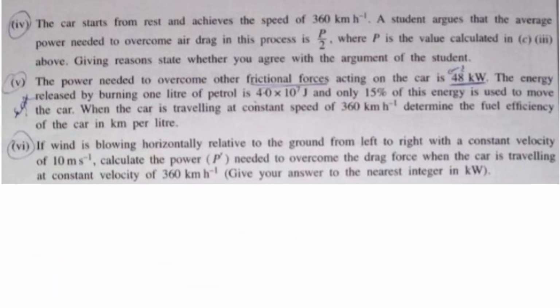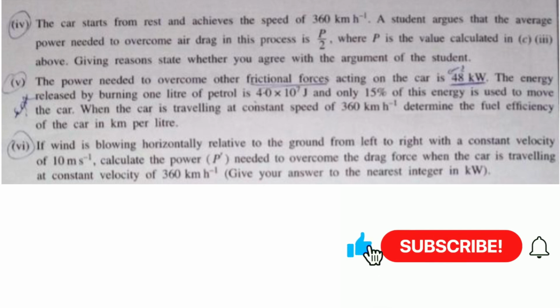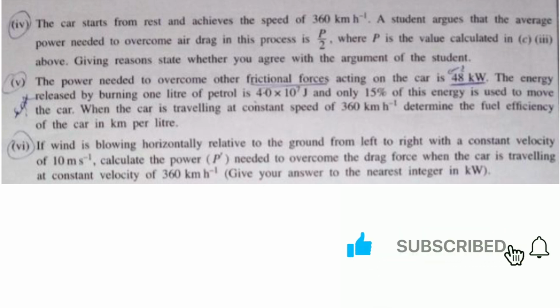Then part 6. If wind is blowing horizontally relative to the ground from the left to right with a constant velocity of 10 meters per second, calculate power P dash needed to overcome the drag force when the car is traveling at constant velocity 360. Give your answer to the nearest integer in kilowatt.